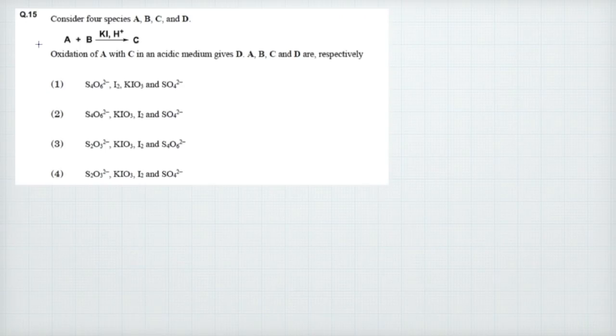This was actually asked from direct reactions of your main group elements, and to answer this question you don't have to apply any concept. It's just based upon whatever you have studied. If you remember that, you could have answered this question very easily.